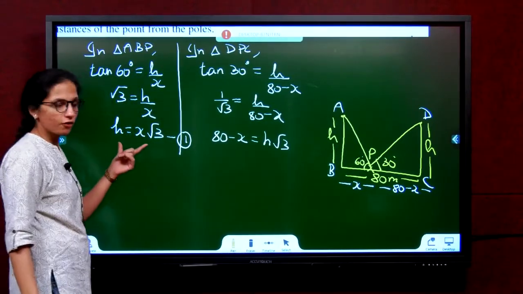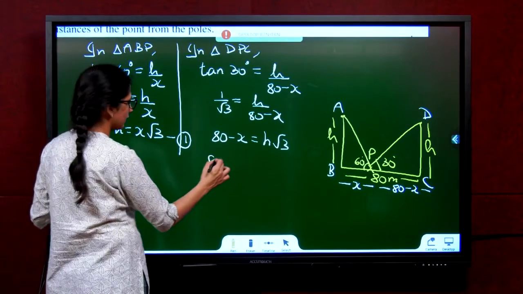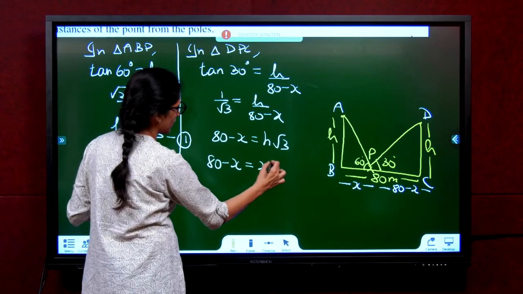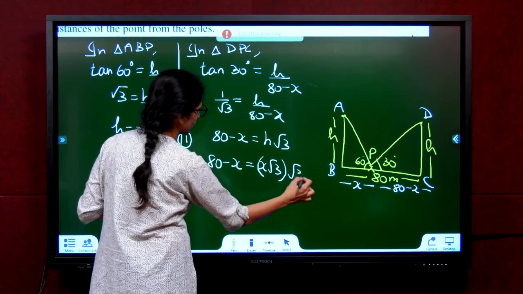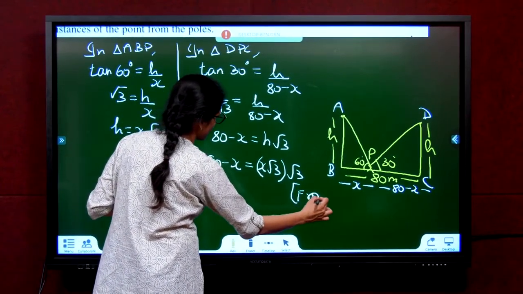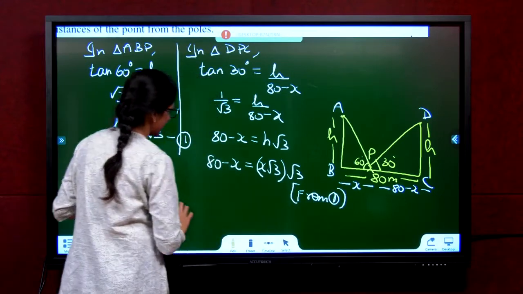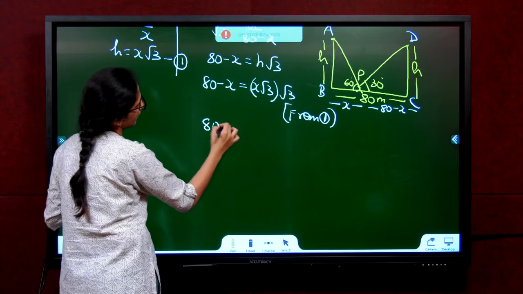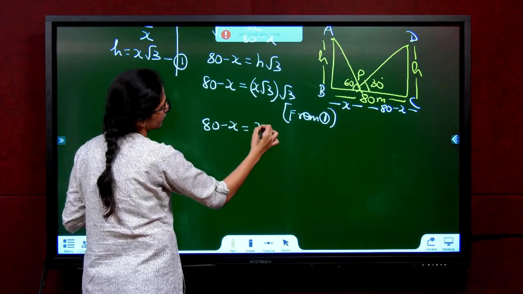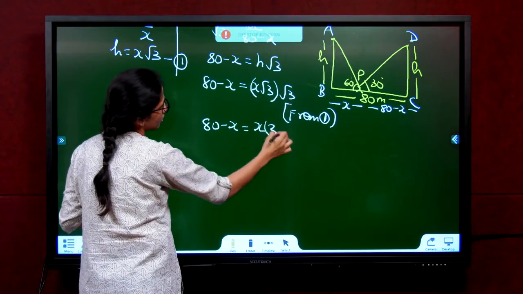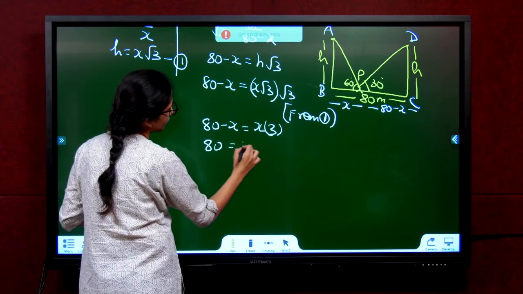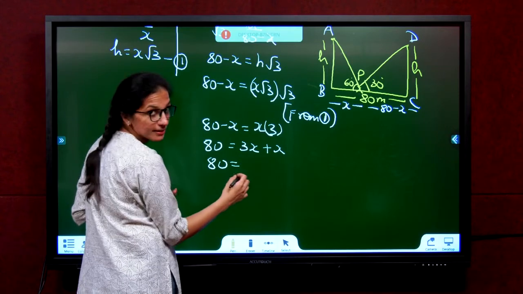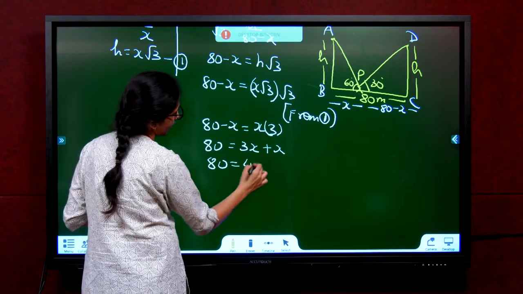We are substituting for h. So 80 minus x is equal to h is nothing but x root 3, x root 3 into root 3. How? From 1. Okay. So now 80 minus x, x root 3 into root 3, 3. So 80 is equal to 3x plus x. 80 is equal to 3x plus x, 4x.